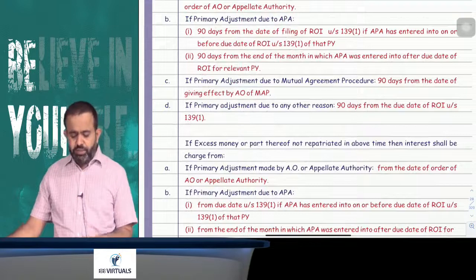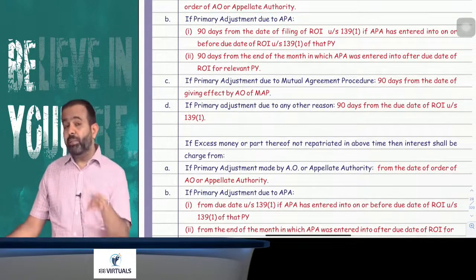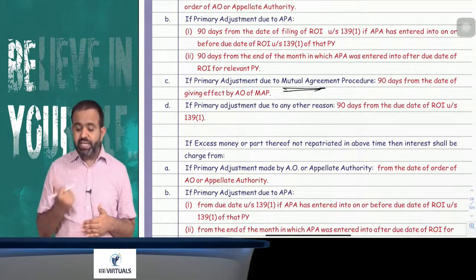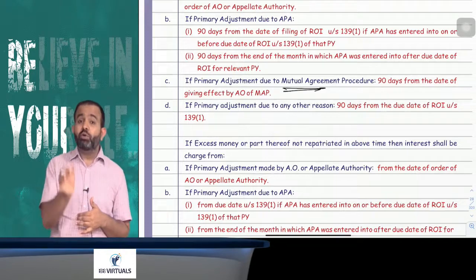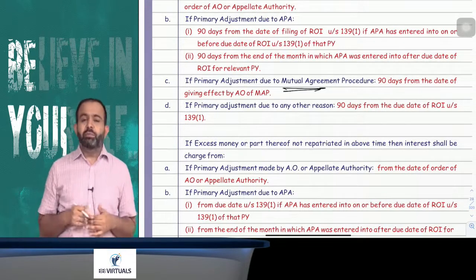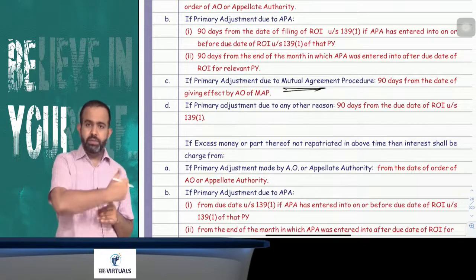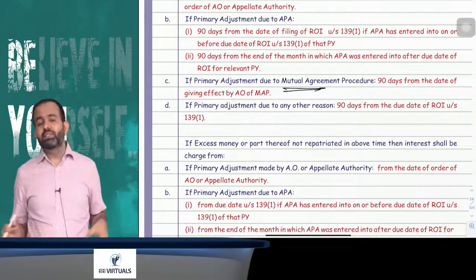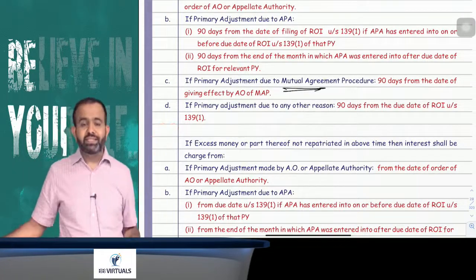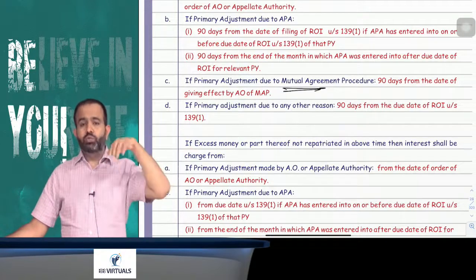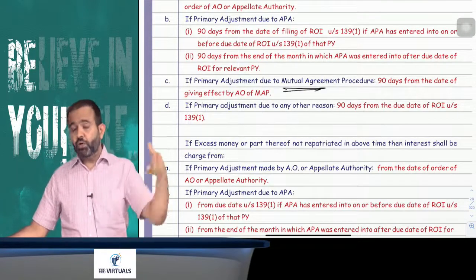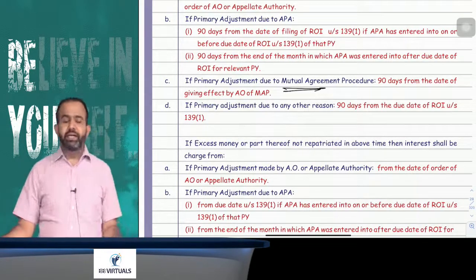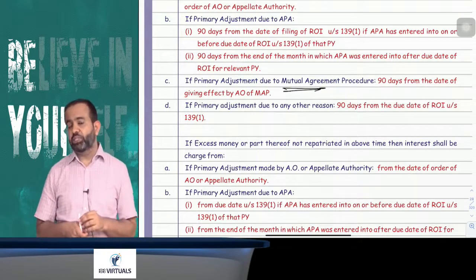Yes. One more point. Suppose the primary adjustment is due to MAP, the mutual agreement procedure. In that case, you have to bring that money into India within 90 days from the date of giving effect to the MAP by the assessing officer. Whenever the AO gives effect to that MAP, from that date within 90 days you have to bring money into India. Now guys, one more thing. Suppose the primary adjustment is due to any other reason, either suo moto or due to the safe harbor rule and all. In that case, that money has to be repatriated in India within 90 days from the due date of return filing as per section 139(1).